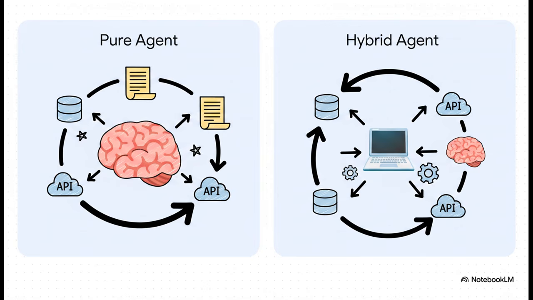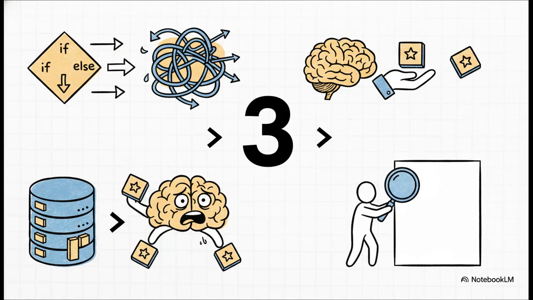The code runs the loop and it calls the LLM like it would call any other function, but only when it needs a specific high-level cognitive task done, like making sense of messy, unstructured text. The LLM becomes a specialized tool, not the general manager. And making this shift really just comes down to a playbook of 3 core principles.